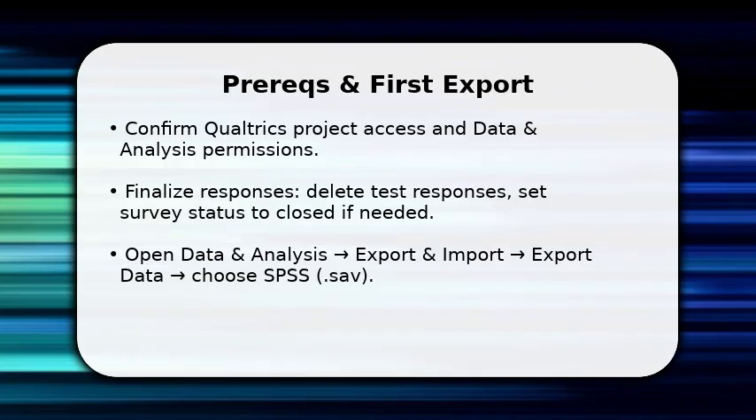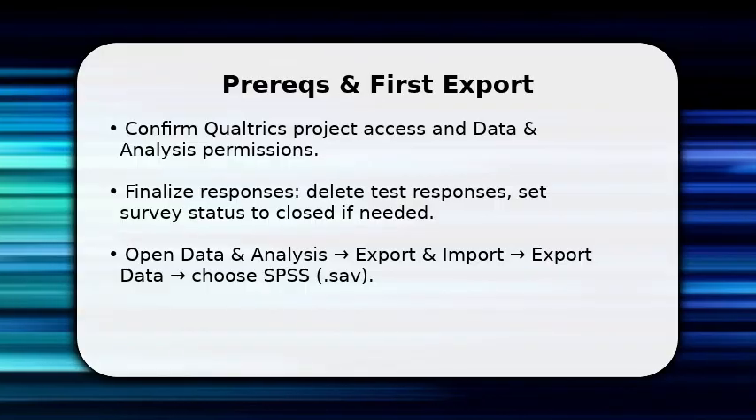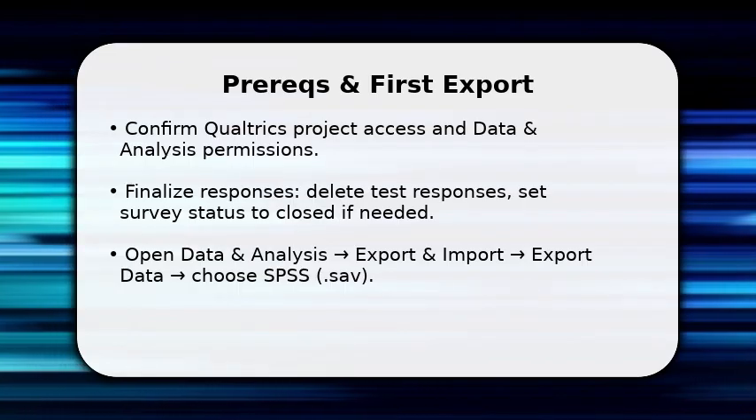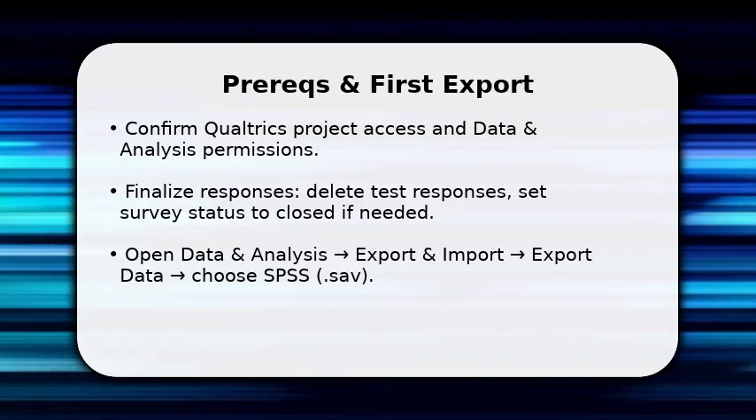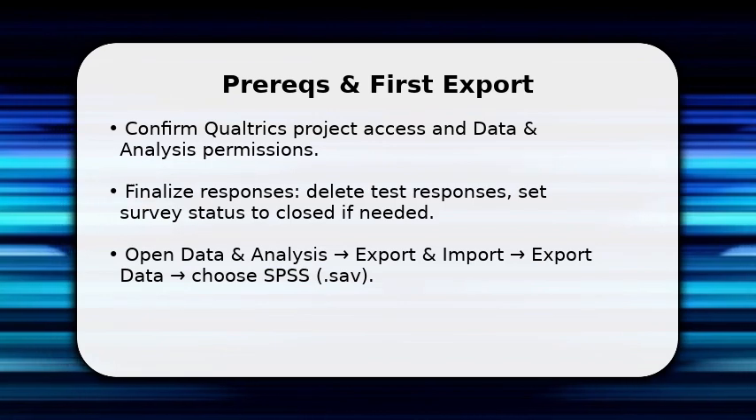You start by confirming access and cleaning the dataset in Qualtrics, so SPSS receives only final responses. Once done, go straight to Data and Analysis, choose Export and Import, and pick SPSS. Make sure to select whether you want numeric codes or choice text for responses. Numeric codes are usually best for analysis. Also choose to include variable and value labels. Download the SAV file. This single built-in SPSS export is the only reliable direct route.